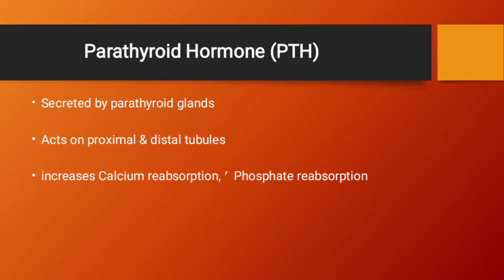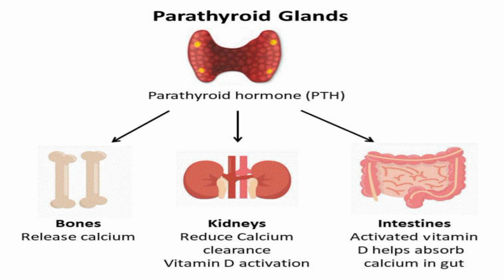Then next hormone is parathyroid hormone. Parathyroid hormone regulates calcium and phosphate handling in the kidneys. It increases calcium reabsorption in the distal tubules while decreasing phosphate reabsorption in the proximal tubules. This ensures adequate calcium retention and proper bone and metabolic function.